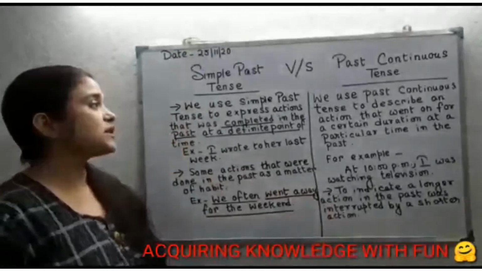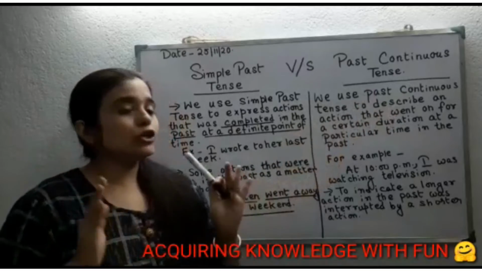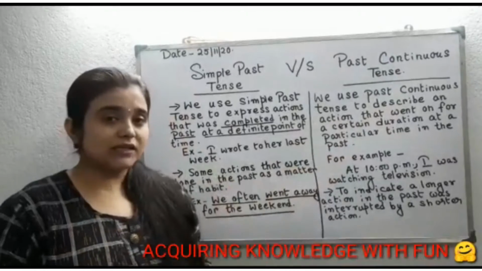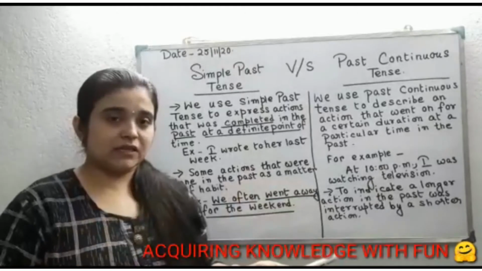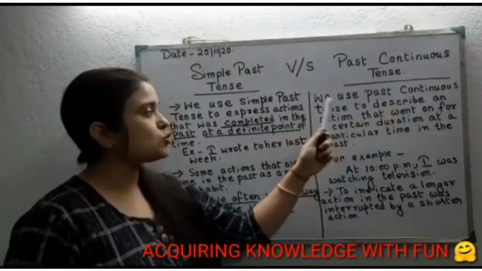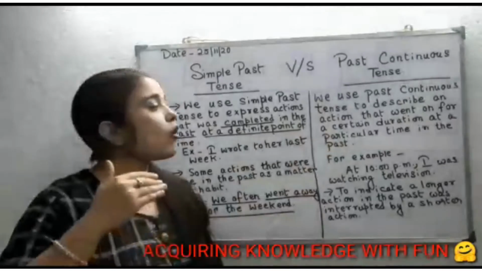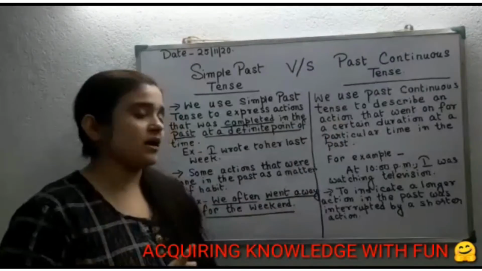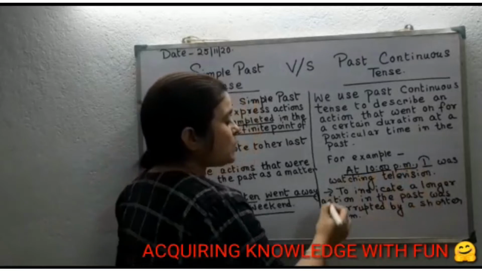Now, move on to past continuous tense. We use past continuous tense to describe an action that was started before the moment and was completed within that moment. Okay? So we use past continuous tense to describe an action that went on for a certain duration at a particular time in the past. For example, at 10 p.m. I was watching television.